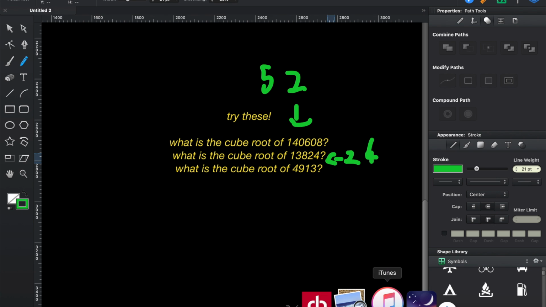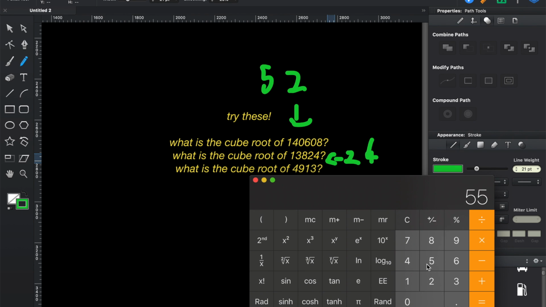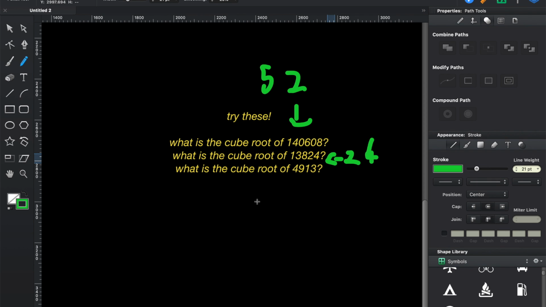You know, we can calculate those right before we calculate the last one, which is the easiest one. Let's see, 140,608, right? Take the cube root of that, which should be 52. Okay. Now clear that. 13824. Okay, there we go. We can take the cube root of that, which is 24. Now let's do the last one.